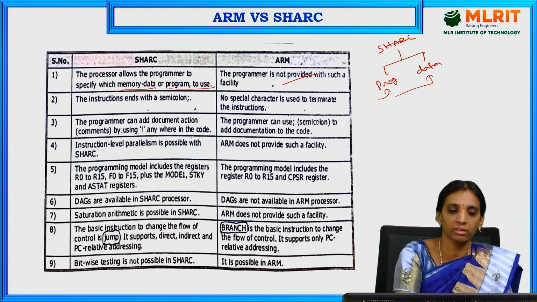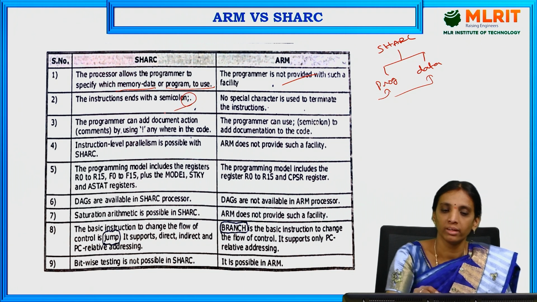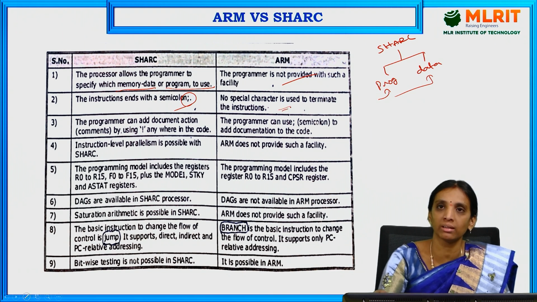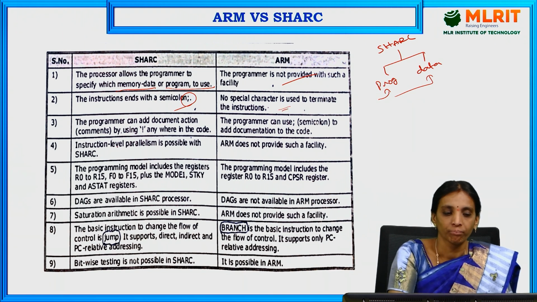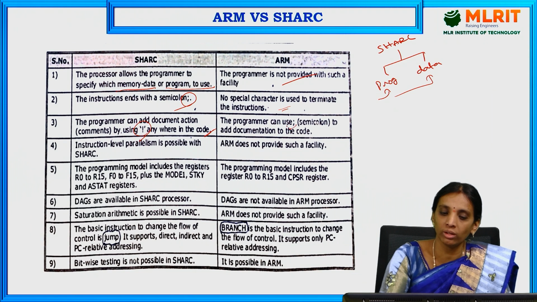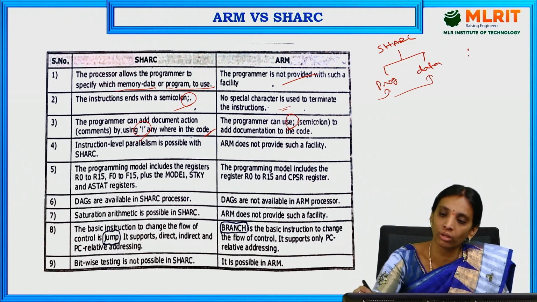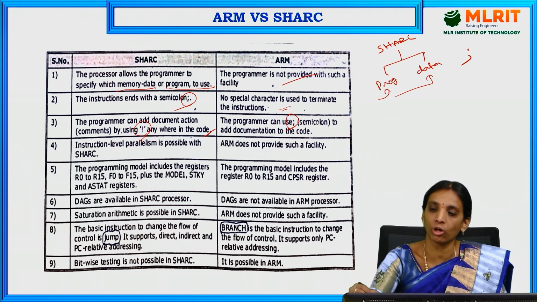Here in the SHARC processor the instruction ends with a semicolon. In the ARM processor, there is no need for special characters to terminate the instructions. In SHARC, the programmer can add documentation by using the exclamation symbol anywhere in the code, but in the ARM processor we have to use the semicolon for indicating comments.